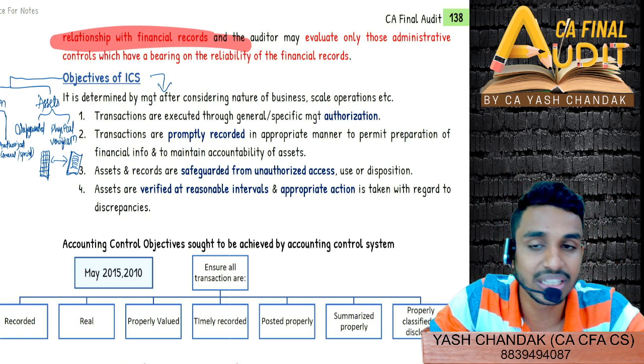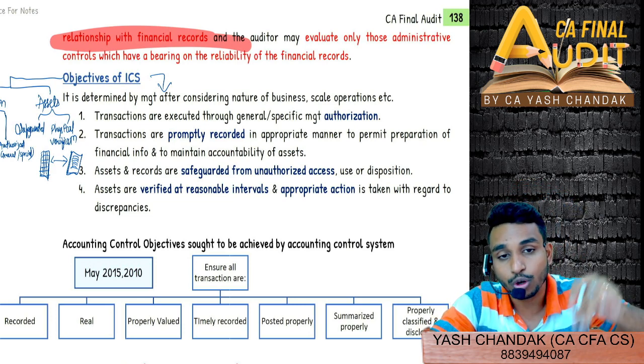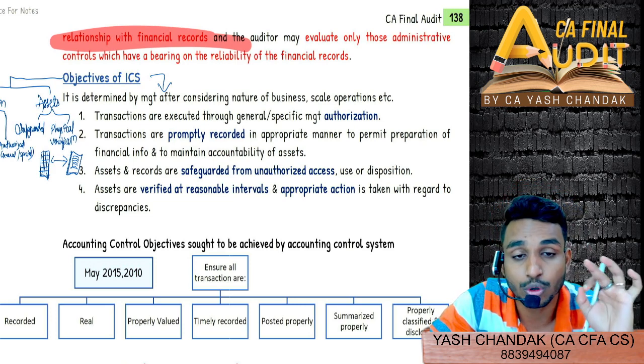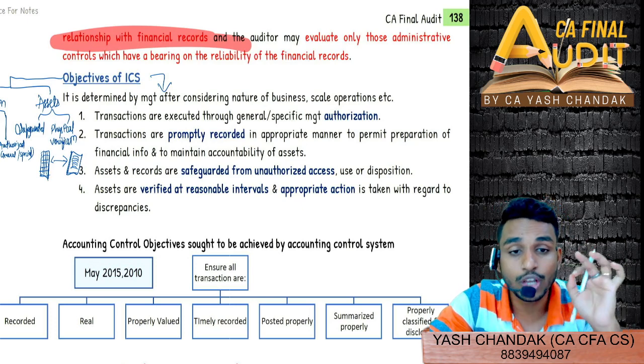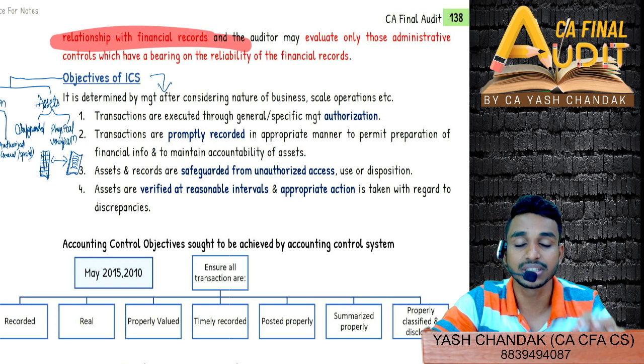Is everyone getting the difference? Should not get confused. Objective of internal control are these 4 points. Objective of internal control, please pay attention to the heading of the answer, very important, specifically in chapter 2 and chapter 3.